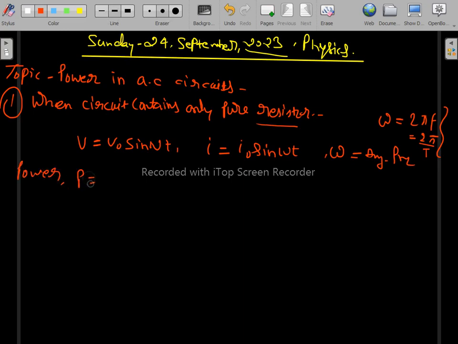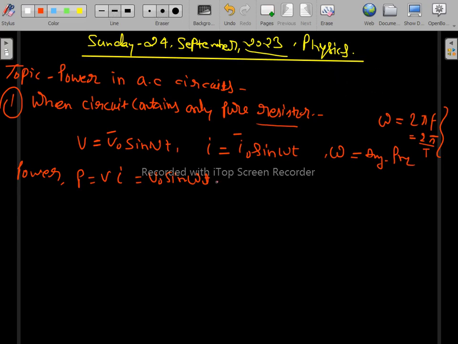So power P is equal to, we know, V into I. In place of V we will put V naught sin omega t. One thing: here we have used V naught and I naught for the maximum voltage and maximum current, but in your book I think there is Vm and Im. That doesn't create any difference. These two are the same. You can use anything which you want.